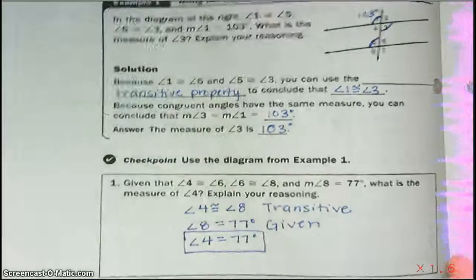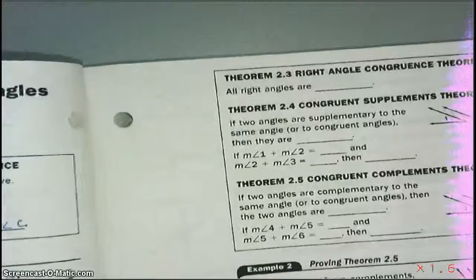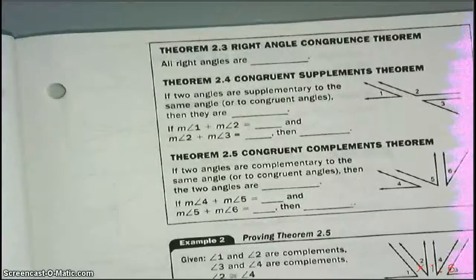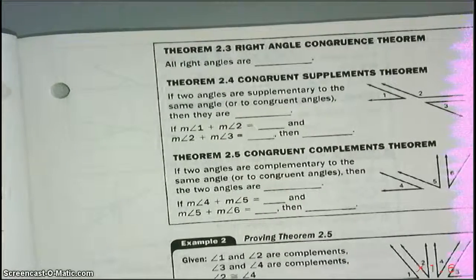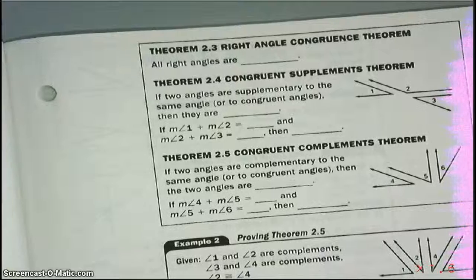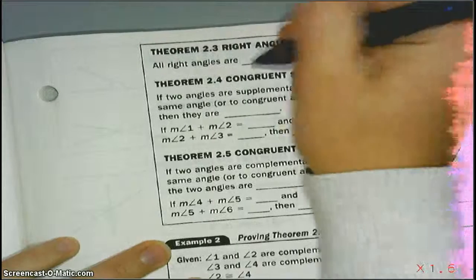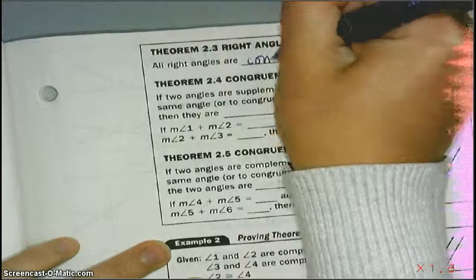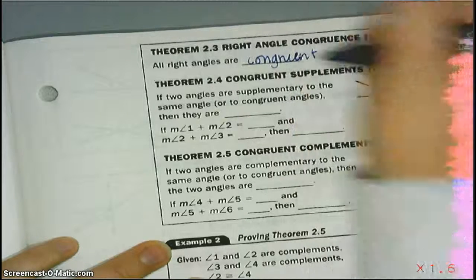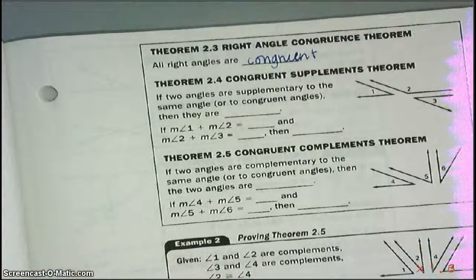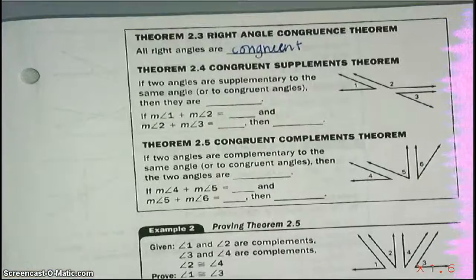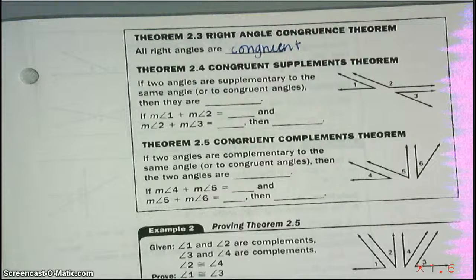On to some more theorems, and these are some that you might be familiar with. It says all right angles, and right angles are equal to 90 degrees, so every single right angle will be congruent. Theorem 2.4 says if two angles are supplementary to the same angle or congruent angles, then they are congruent.